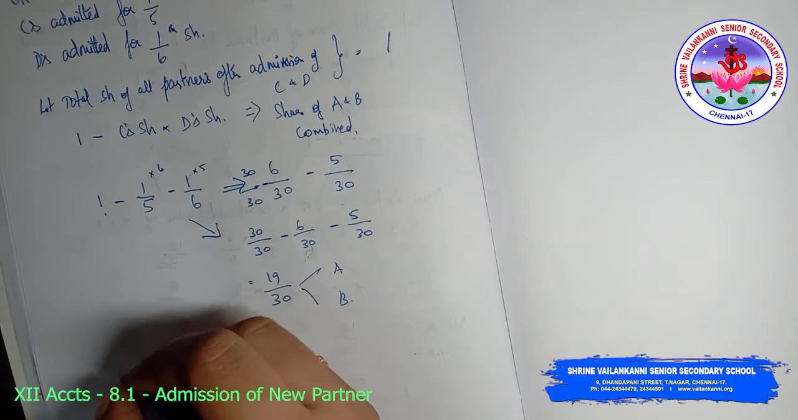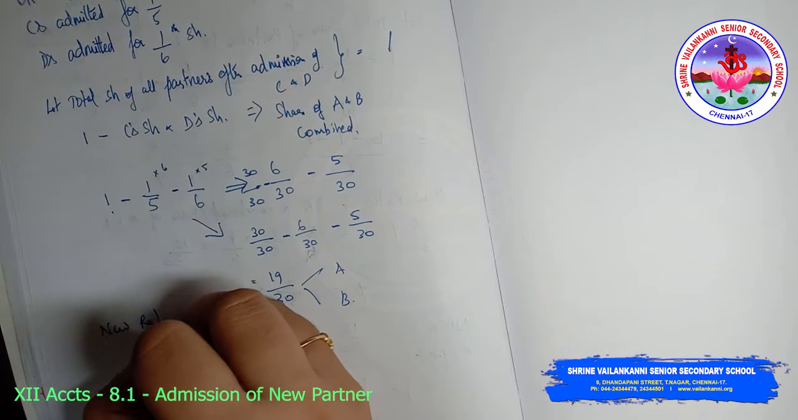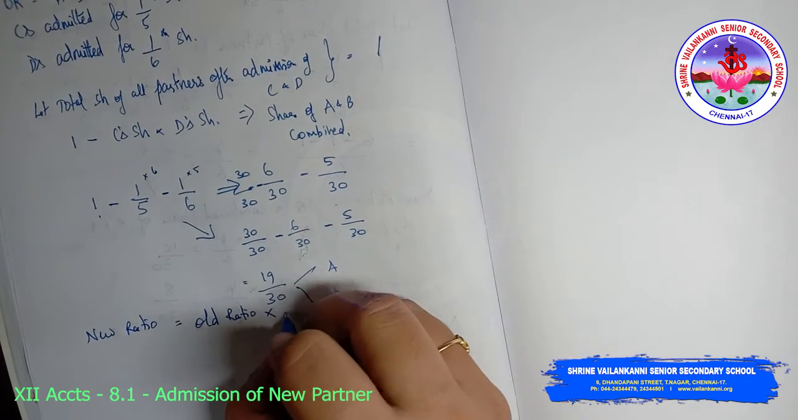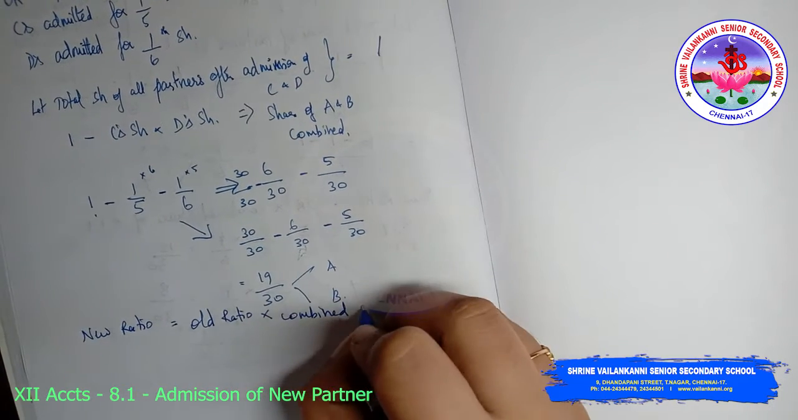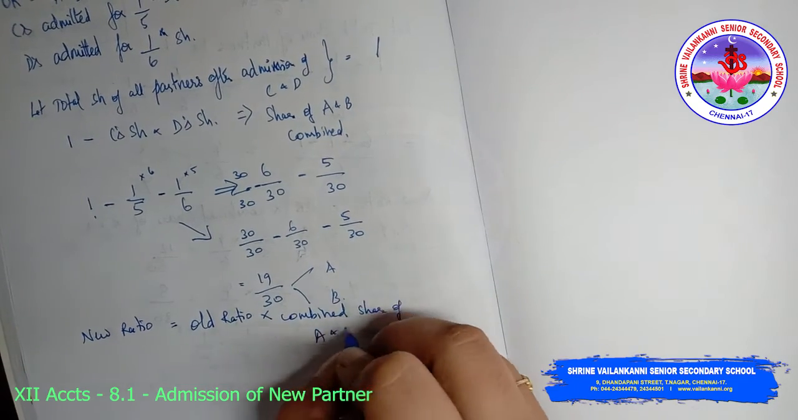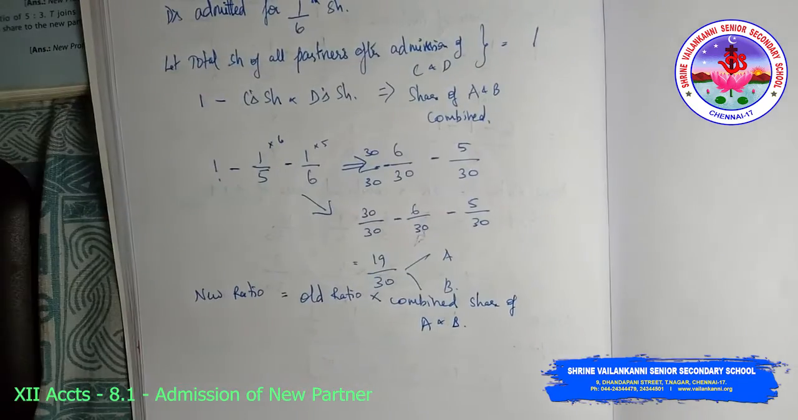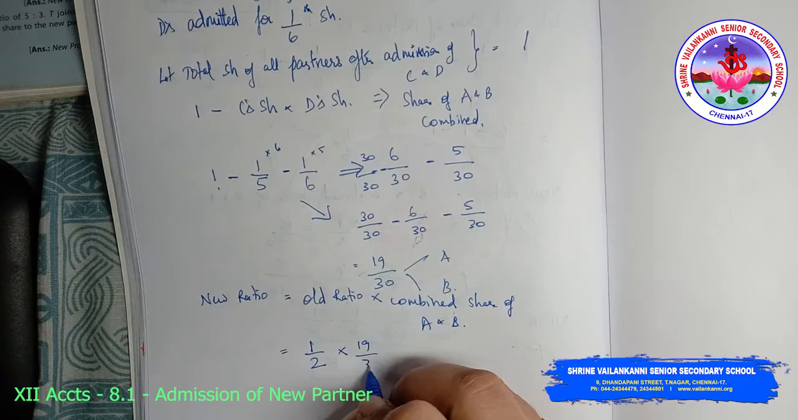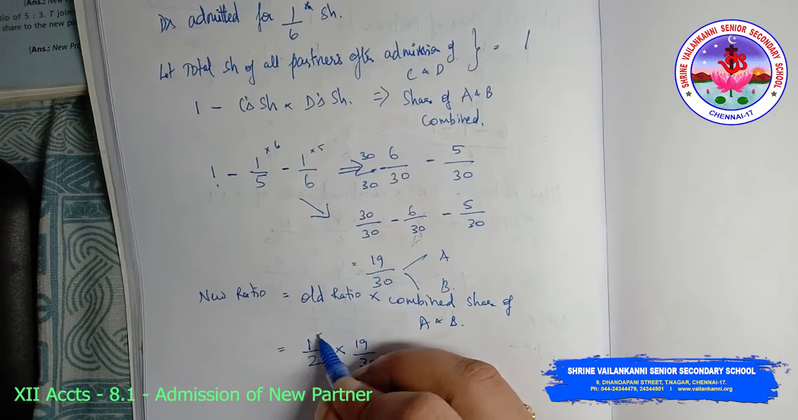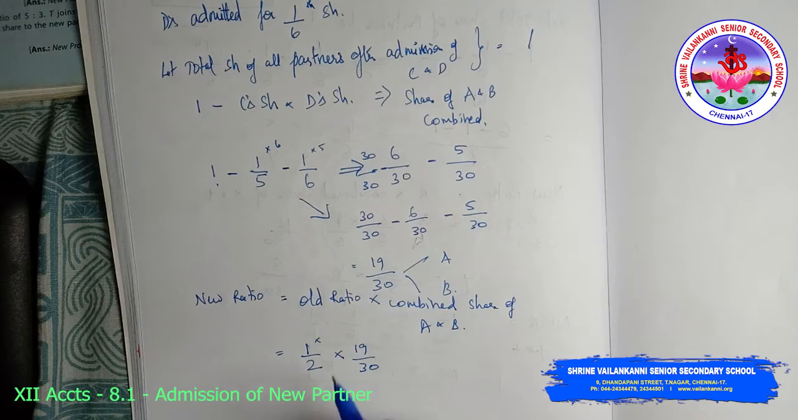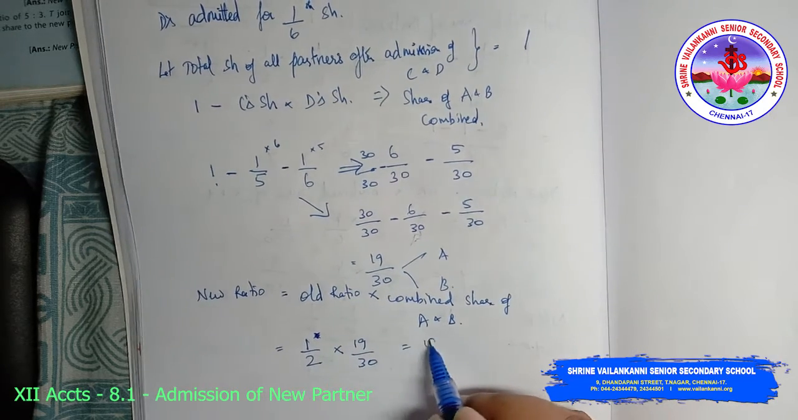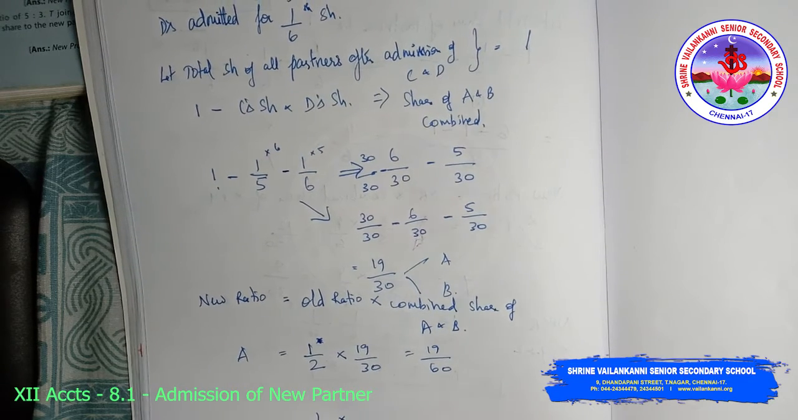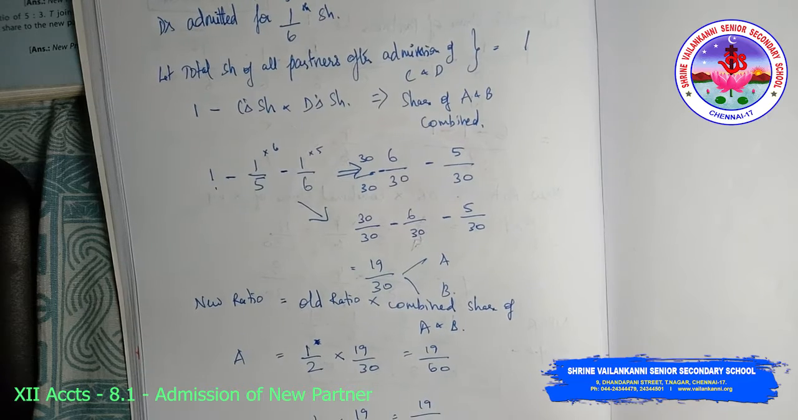Okay, so the new share of each is the old ratio into the combined share of A and B. Old ratio is how much? 1 by 2 into the combined share 19 divided by 30. So I just multiply 19 by 60, this is for A. For B it is 1 by 2 into 19 by 30 again, so 19 by 60.